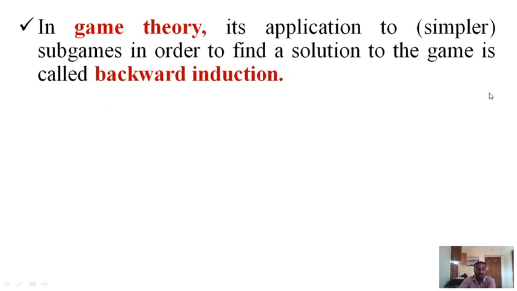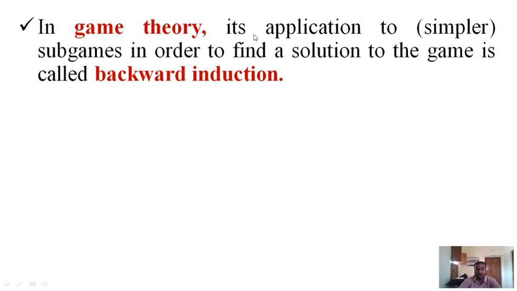The next one is game theory. We already said that in artificial intelligence environments and some other places we use backward chaining concepts. So the first example is that we use it in game theory.